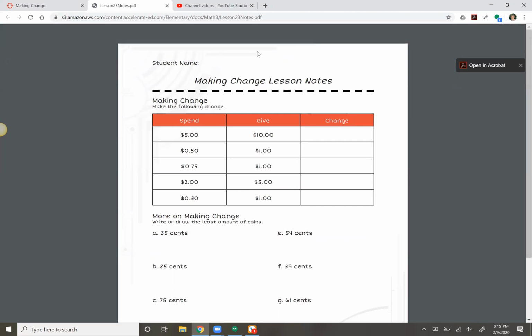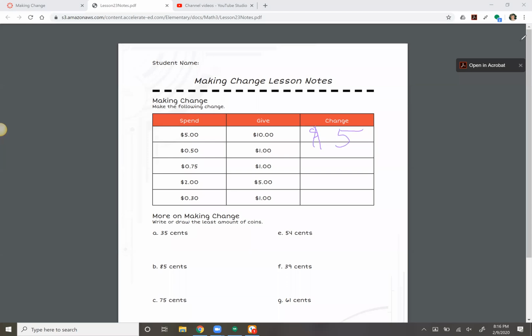Friends, what is 5 minus 10? 10, no. I'm trying to do too many things at once. Hang on. All right, there we go. What is 10 minus 5? 5. So $10 minus $5 is $5.